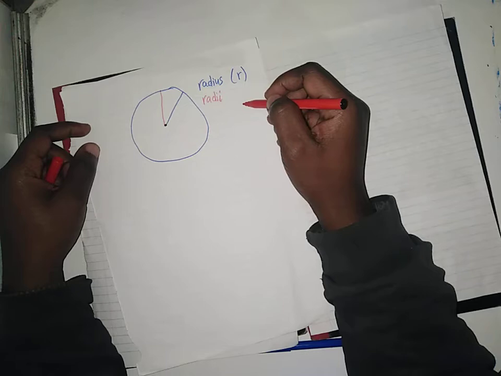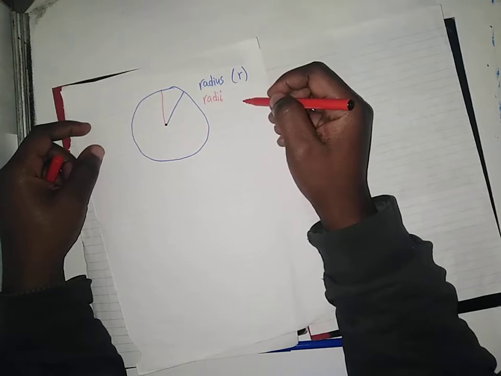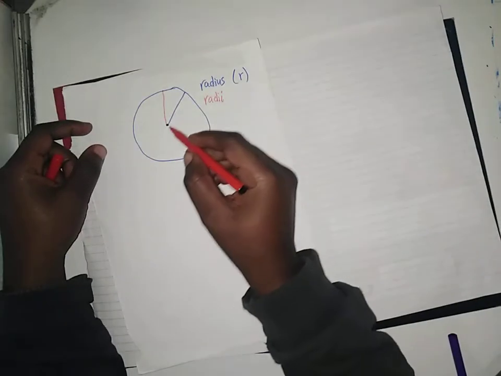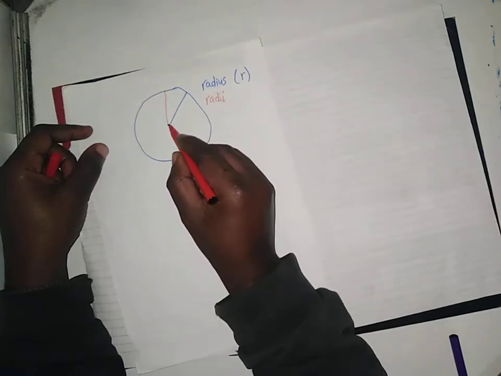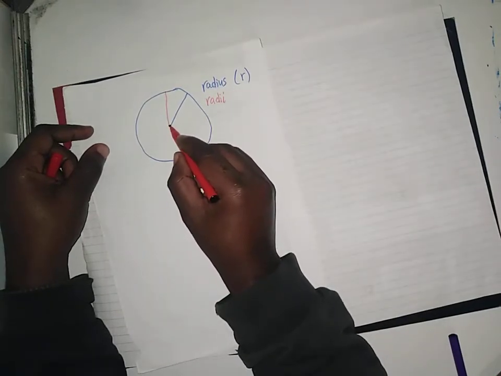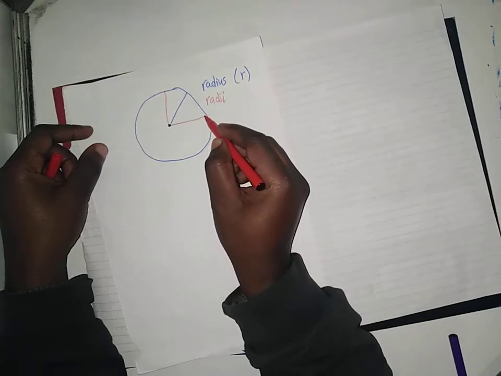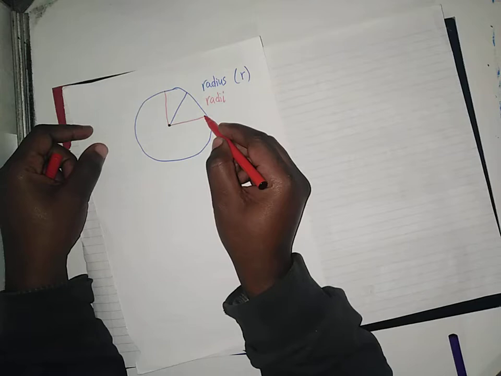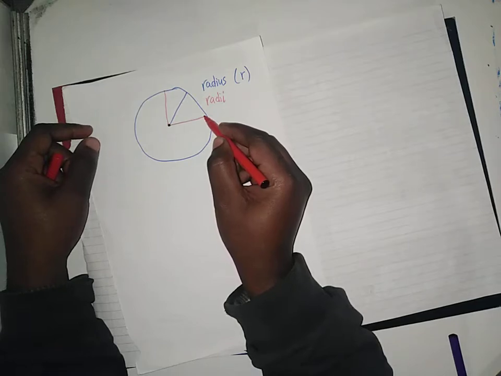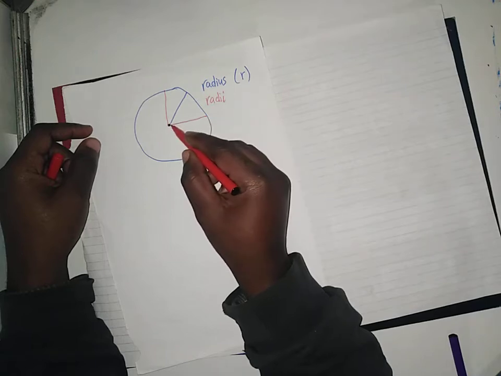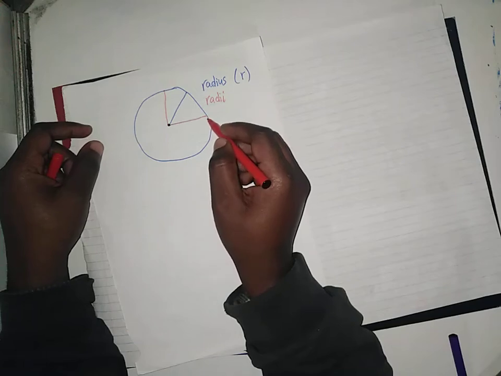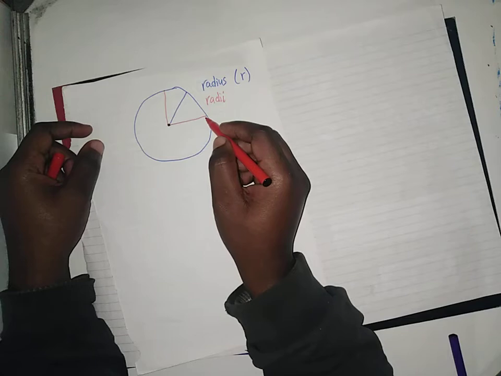Wonderful. So if you have another line from the center of a circle into the circle, that is still a radius. As I said earlier, it does not matter where it goes, as long as it comes from the center of a circle to the circle, we refer to it as a radius.